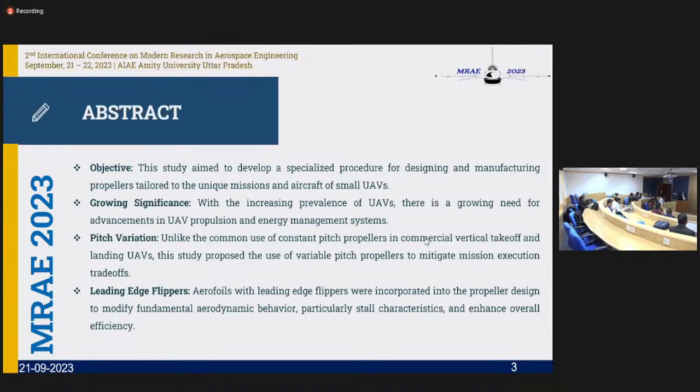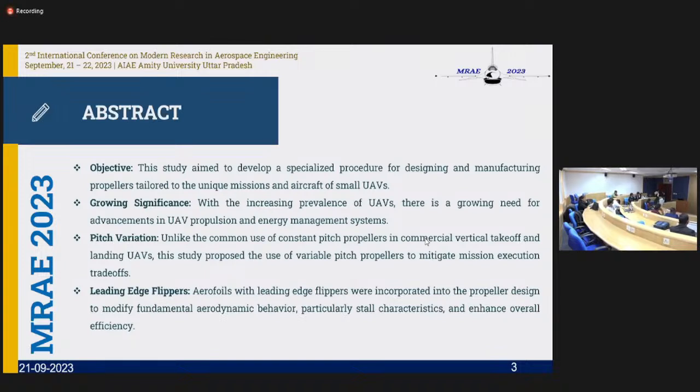Yeah, starting with the abstract. The objective of our study is to develop a specialized procedure for designing and manufacturing propellers tailored to the unique missions and aircraft of small UAVs. The growing significance in this area is increasing with the increasing prevalence of UAVs. There is a growing need for advancements in UAV propulsion and energy management.